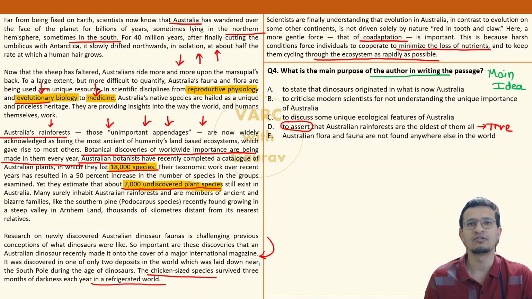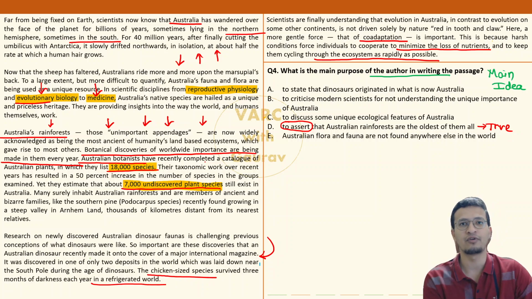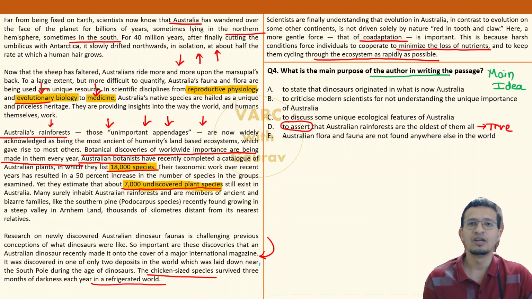of Australian ecosystem. But option D is fixated only on this aspect, that no, Australian rainforest, that too, not just flora, within flora itself, or specifically about rainforest. Not good. Okay. Primary purpose, not reflecting the primary, most important thread that runs through the entire passage.